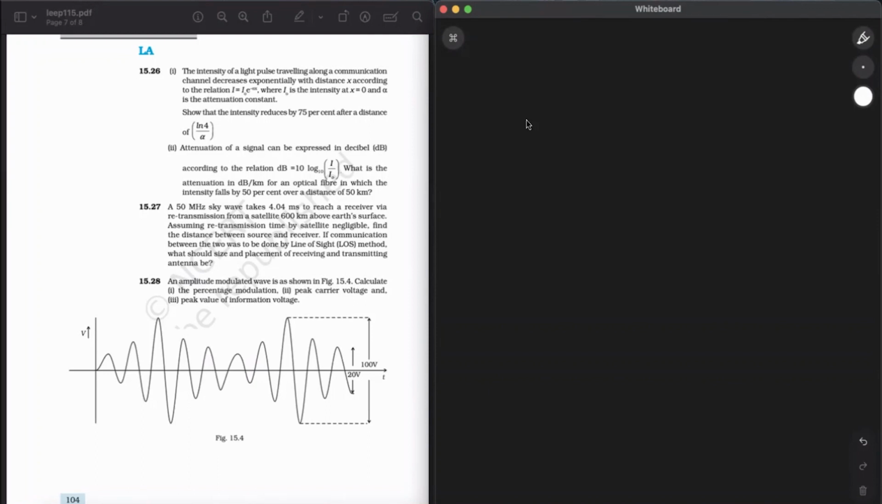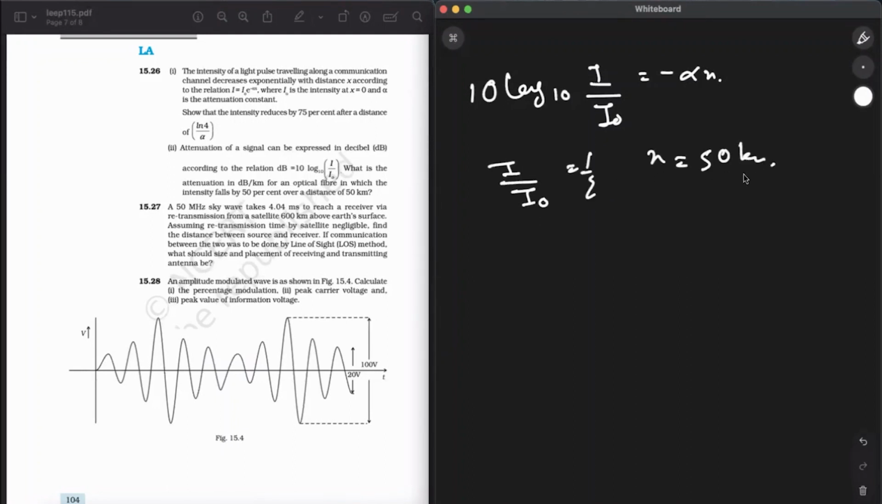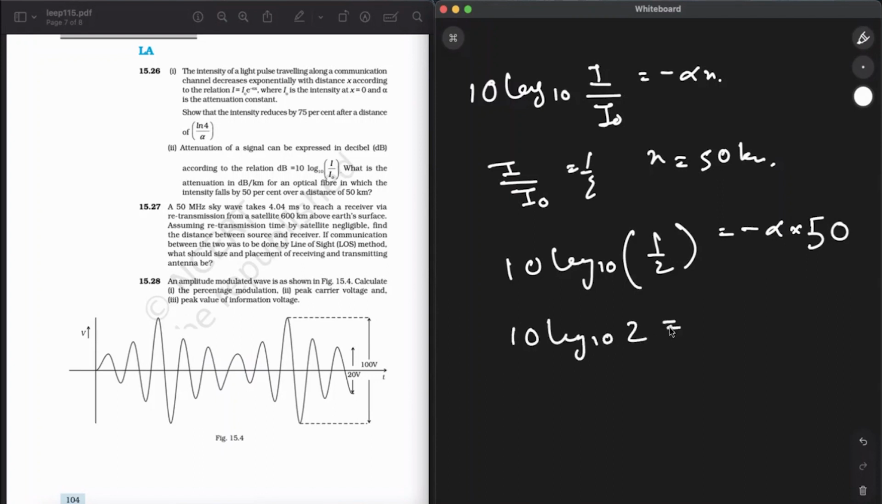Got it. So if I let the attenuation be alpha in decibel per kilometer, and x is the distance traveled, then 10 log to the base 10 I upon I naught is equal to minus alpha x. It has been given that I upon I naught is equal to 1 upon 2 and x is equal to 50 kilometers. Then 10 log 10 of 1 upon 2 is equal to minus alpha into 50. I can write 10 log 10 2 is equal to 50 alpha, so 5 alpha is equal to log base 10 2, and alpha is equal to 1 upon 5 log to the base 10 2.